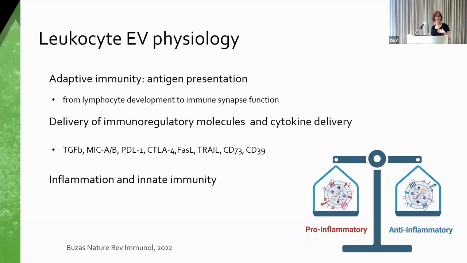Then there is the delivery of all kinds of interesting immunoregulatory molecules and cytokines. I put them as a separate. Here is a list of some of the molecules that have been found. And cytokines are interesting in that respect that they can be inside the EVs, they can be on the EVs, or they can be soluble. And it has been shown that there can be synergistic effects physiologically relevant if the cytokines are provided both in the EVs and from the soluble fraction.